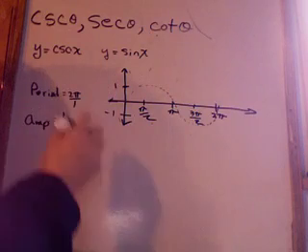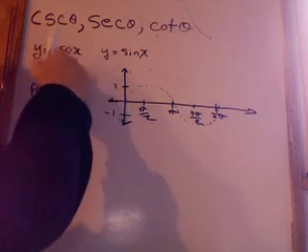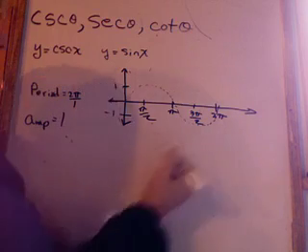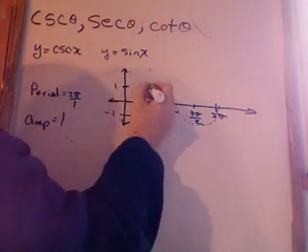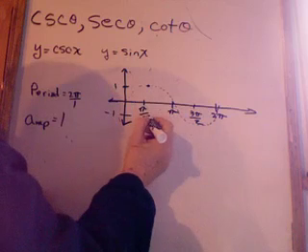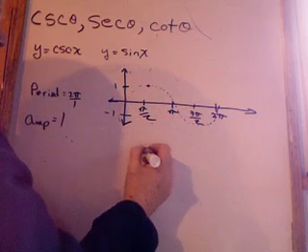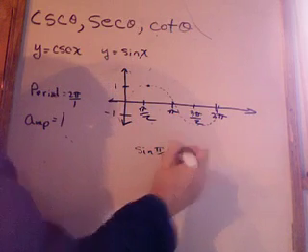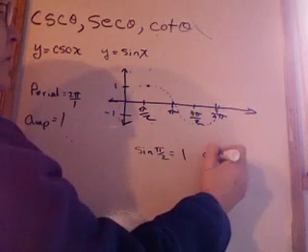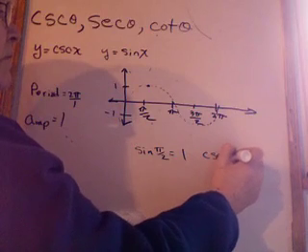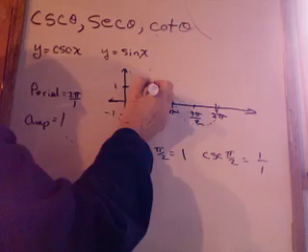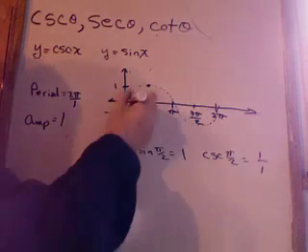So, what do you know about the cosecant and the sine? They're reciprocals of each other. So let's just take some of the values that I know. What's the sine of pi over 2? Well, the sine of pi over 2 is 1. So the cosecant of pi over 2 is the reciprocal of that, 1 over 1. Whoa, that's the same point.